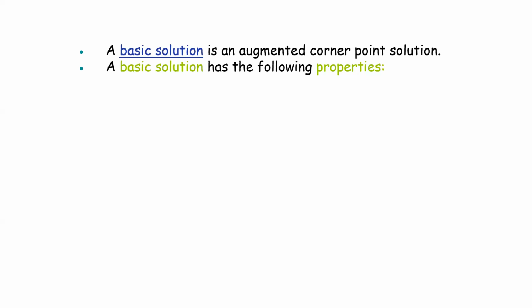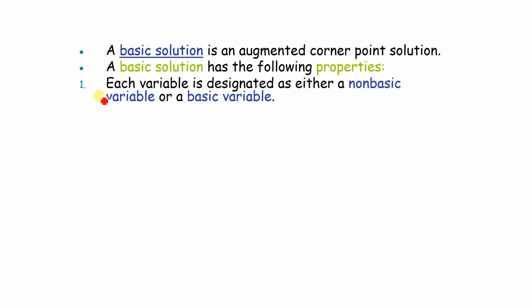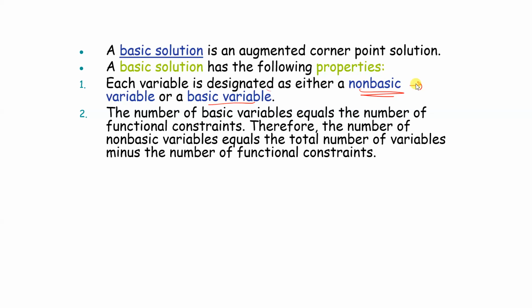Since we are going to use this term again and again, let's have a look at a few properties of a basic solution. In the problem, each variable is designated as either a non-basic variable or a basic variable. Non-basic variables are set to 0. The number of basic variables is always equal to the number of functional constraints. Therefore, the number of non-basic variables equals the number of variables minus the number of functional constraints.